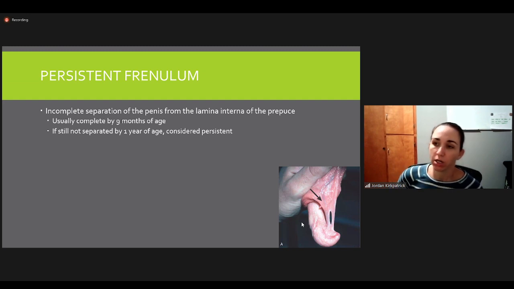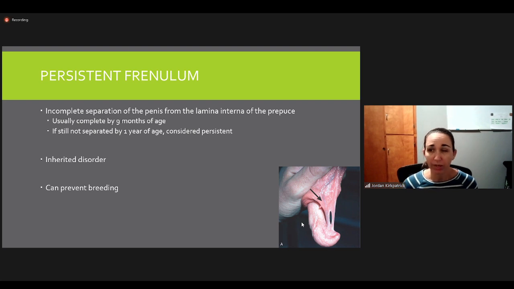Another thing that can occur is called a persistent frenulum, which is incomplete separation of the penis from the lamina interna of the prepuce, which you can see in this image. It usually should be completely separated by about 9 months of age. If it's not separated by the time they're a year old, it's considered persistent and it would need to be treated. It is considered an inherited disorder, so that's something to think about if it's in one of the breeding bulls, but it's something that's easily fixed.